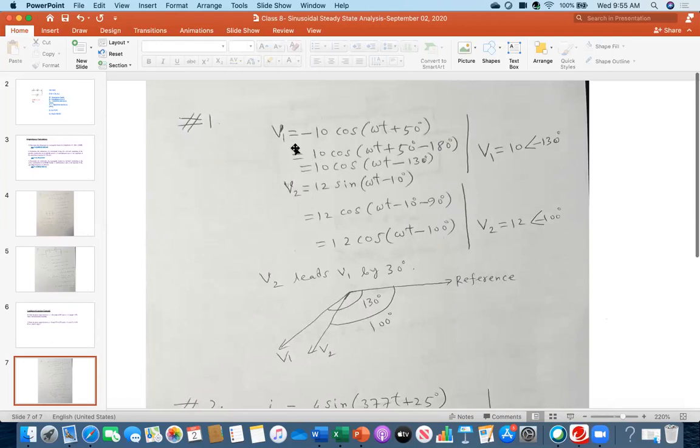Okay, so the V1 expression was minus 10 cosine of omega t plus 50. As I said a few minutes back, the very first task is that you have to eliminate the minus sign. You have to make it positive. So what I did, everybody look, 10 cosine, I add here minus 180 degree. Can you go back to trigonometry and remember that the meaning is the same? Because this is omega t plus 50 degree and then I did minus 180. So from here it will give you the minus this number.